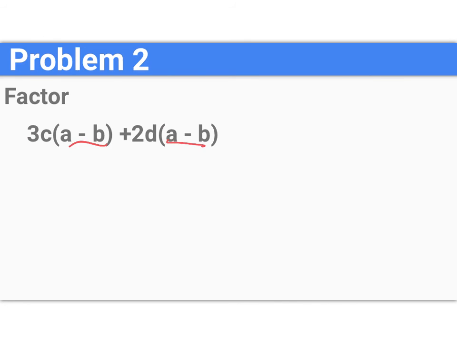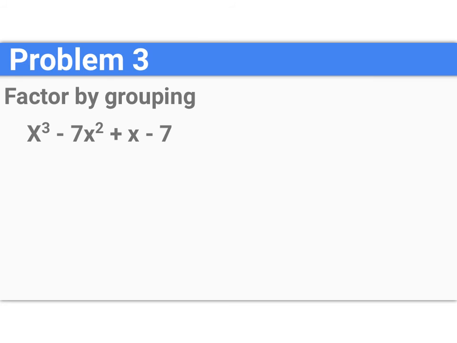Okay, the second term. A minus B is common. 3C plus 2D are both multiplied to A minus B.